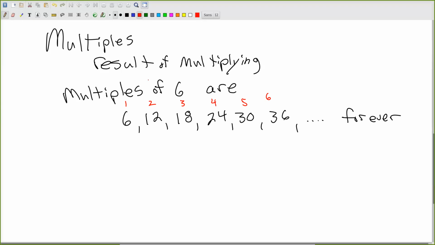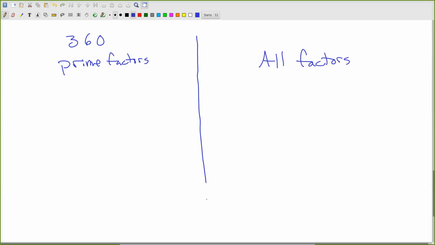When we're working with bigger numbers than 6, things get more interesting. So let's suppose we try 360. It's big, but not too big. Let's do a couple of things. For 360, I would like to know what the prime factors are. And I would like to know what all of the factors are. So prime factors is where I work a factor tree. And I mentioned the other day, there's at least 2 different approaches.